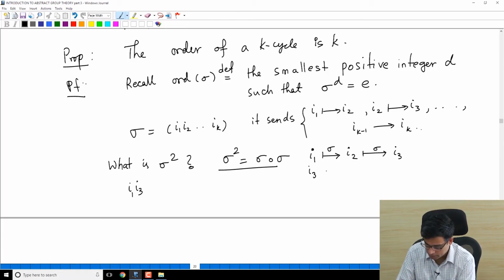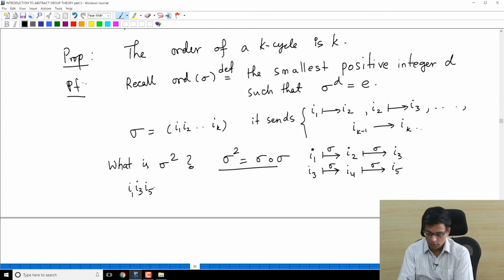What happens to I3? Under sigma, I3 goes to I4, and what happens to I4 under sigma? It goes to I5. So I3 goes to I5. Similarly, I5 goes to I6 under sigma, and under another application of sigma, I6 goes to I7. So I5 goes to I7. It keeps on going like this.